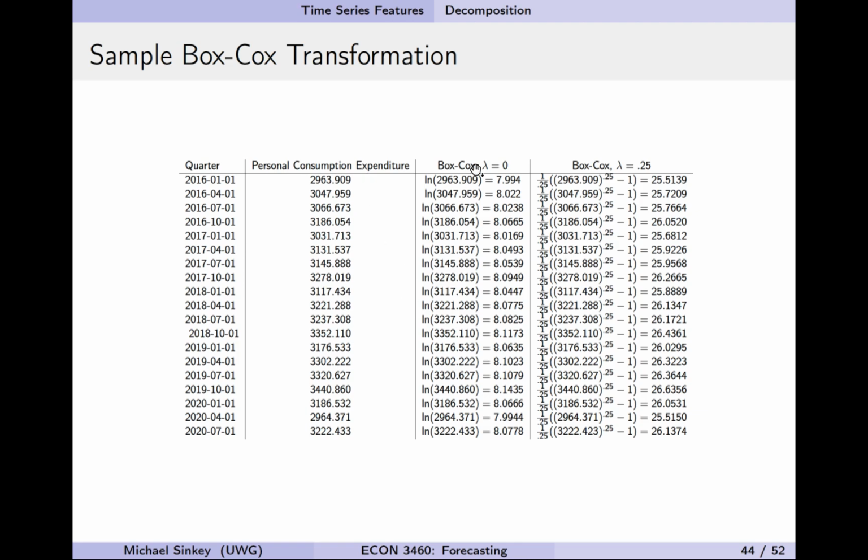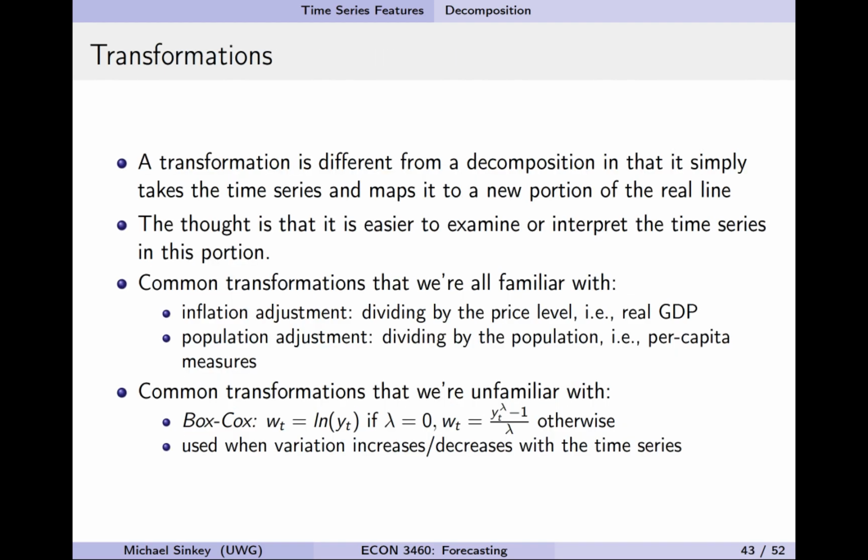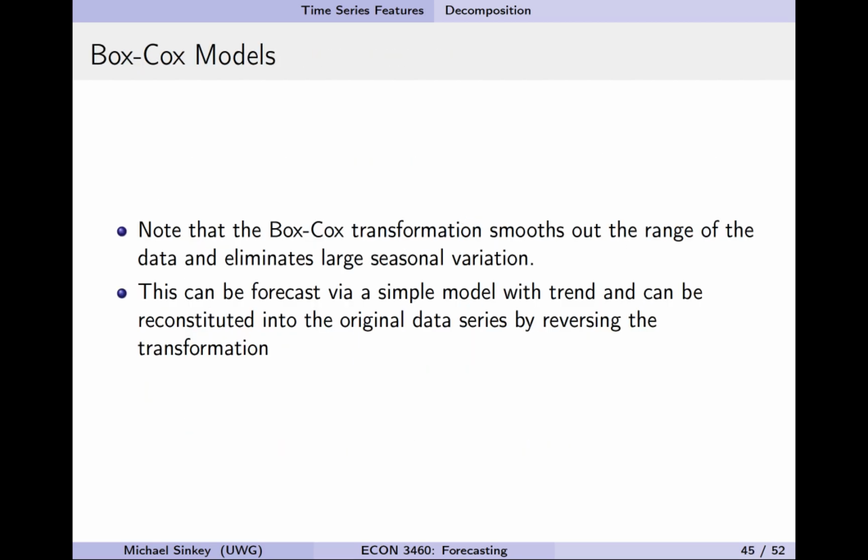And okay, so we've done the Box-Cox, and instead of forecasting PCE, we could forecast the Box-Cox transformation using any method we want. And then what you do is you just reconstitute the data as the original data set. So if I took a natural log, I raise it to e to the w. Otherwise, I solve for y. So it's very doable to reconstitute the time series into the original data series. And that may be something that we want to do.